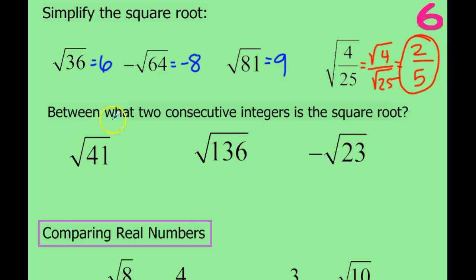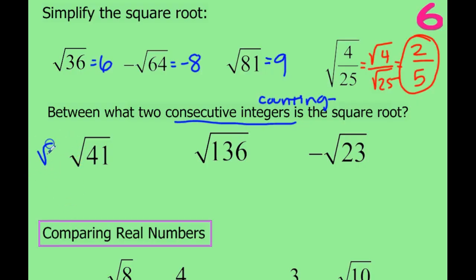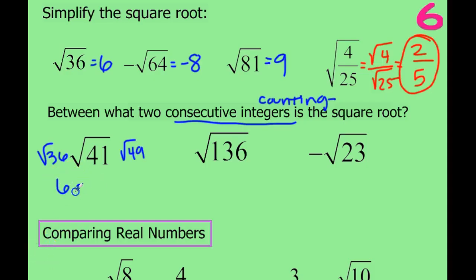These next two ask us between which two consecutive integers, these are our counting numbers, is the square root located. So the square root of 41. Well, the square root of 41 is not on our list of perfect squares here, but it's between the square root of 36 and the square root of 49. Those aren't integers, those are square roots. So we need to just simplify it. Well, the square root of 36 is really 6, the square root of 49 is really 7. So it's really between 6 and 7.